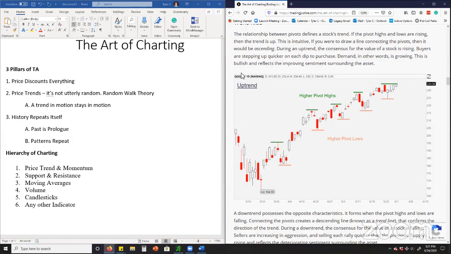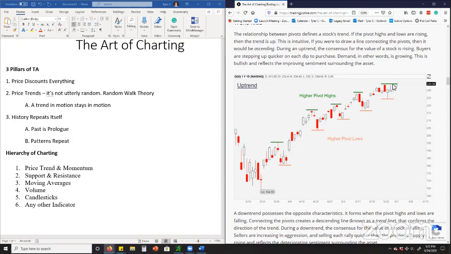This is actually the NASDAQ, the recent uptrend in the NASDAQ. You can see right here on the right. And what I've done is I've labeled the peaks, sometimes called the pivots or the swings. So these are the swing highs, the peaks are the pivot highs. Notice how they're progressively getting higher. So the consensus for the value of this stock is rising. Demand is increasing. Every time this stock sells off, buyers emerge quicker to buy each dip. So the definition of an uptrend is higher pivot highs and higher pivot lows.